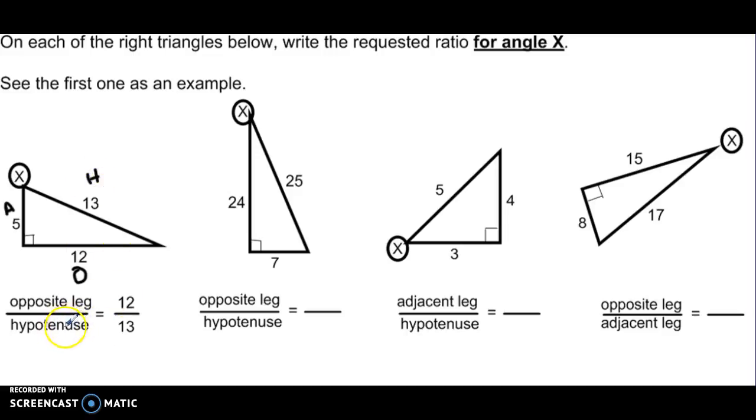What I wanted was the ratio of the opposite leg to the hypotenuse. So I labeled my opposite leg as 12, that's going to go in the numerator, and my hypotenuse was 13, that goes in the denominator. Go ahead and pause the video now and try it for the next three triangles.